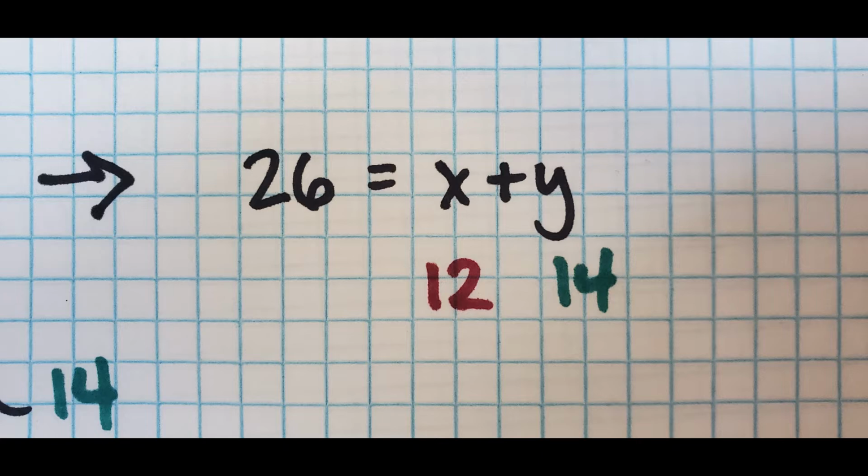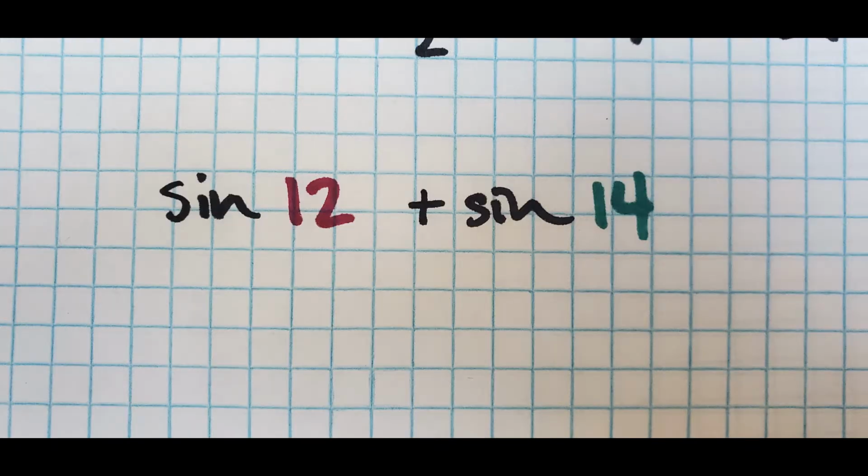You could do 1 and 25. You could do 2 and 24, whatever you want to. And if you do that, those two numbers are going to get plugged into the left side, and you're going to be left with just sine of whatever number you like plus sine of the other number you like. And as long as those add up to 26, you got it right. So kind of an ambiguous question, but definitely doable. So don't be bogged down on difficult ones like that.